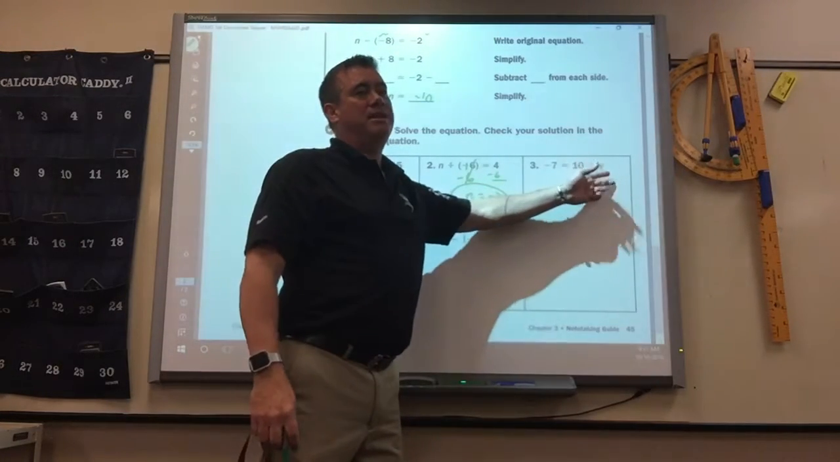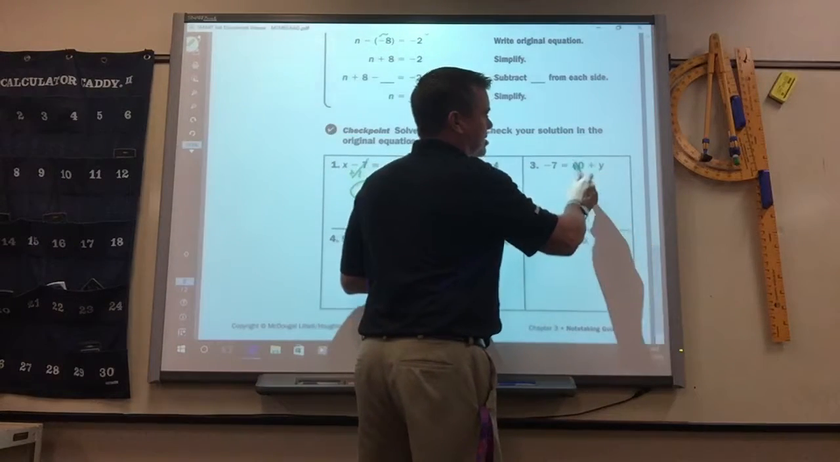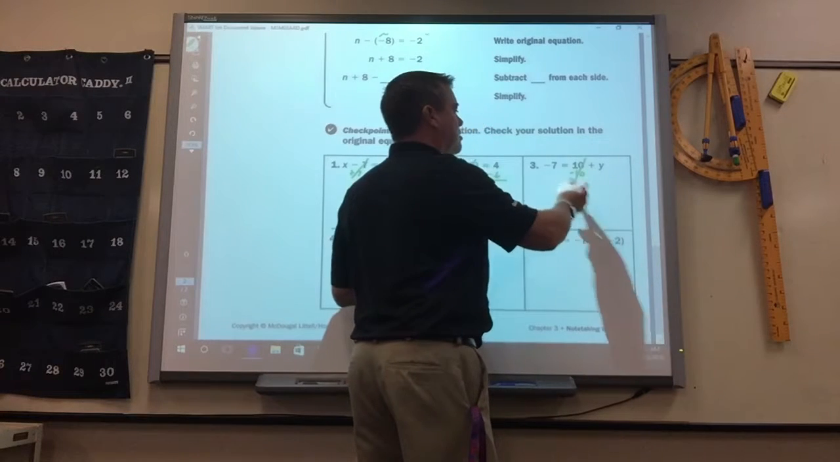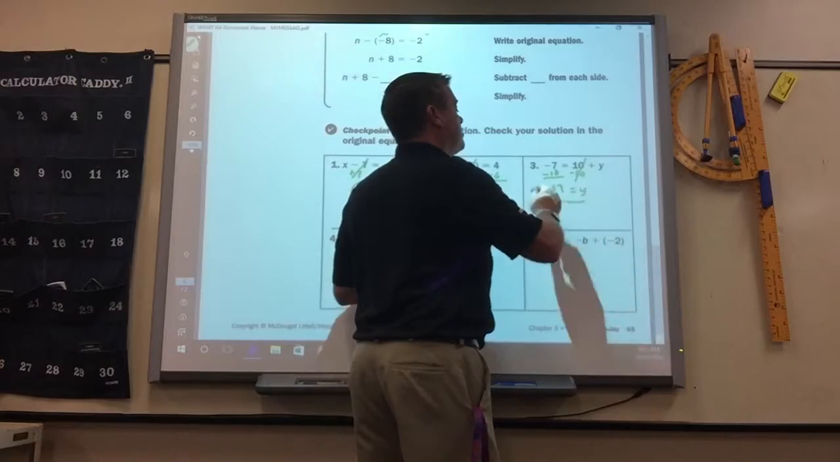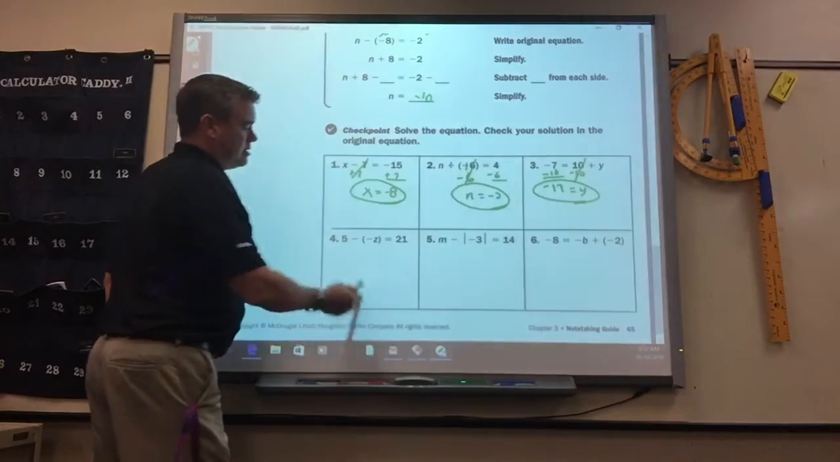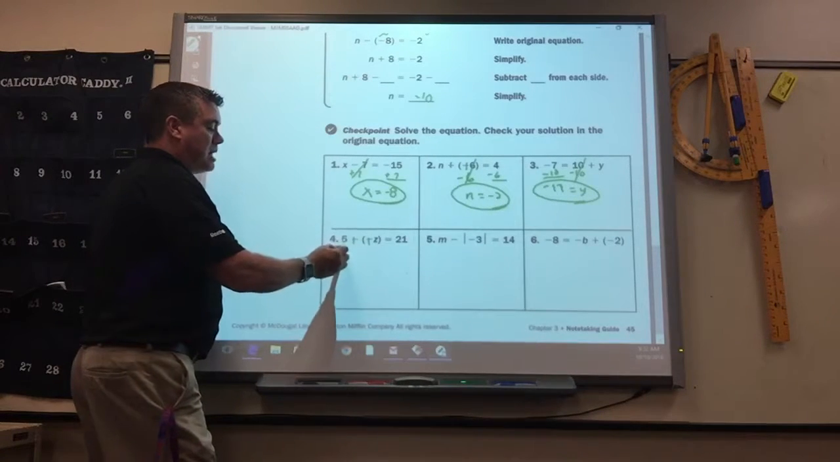Doesn't matter if the letter is on the right or on the left. The y can be on the right. To get rid of the 10, you'd minus, because 10 minus 10 is 0. Whatever you do to one side, do to the other. Here's one like that. Change the sign, change the sign. So to get rid of the 5, you'd minus 5.